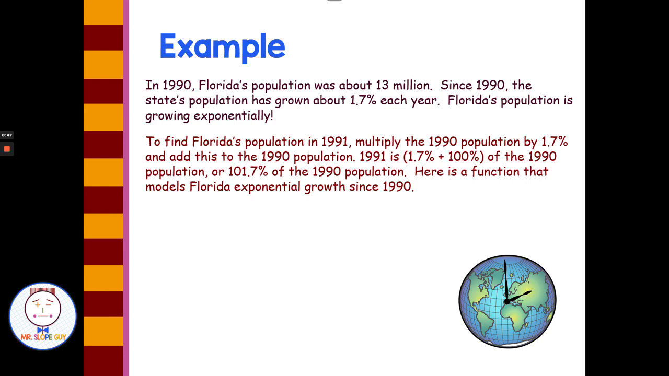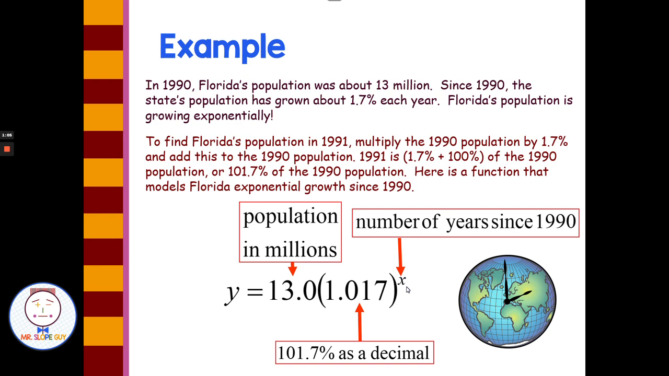So here's a function that models exponential growth since 1990. We could use y equals 13.0 for our 13 million we started with, times 1.017 to the x. So 13 is our population in millions that we started with. 1.017 is our 101.7% as a decimal. And our x would be the number of years since 1990.